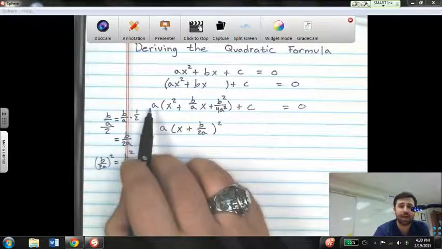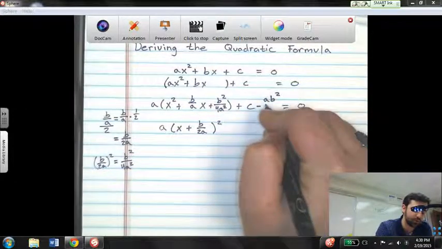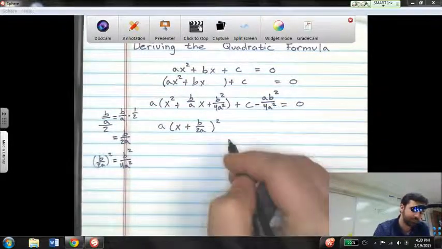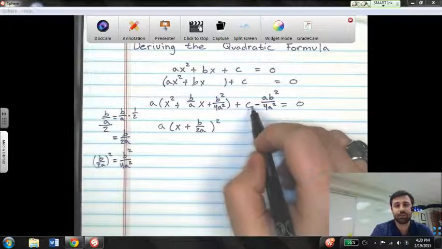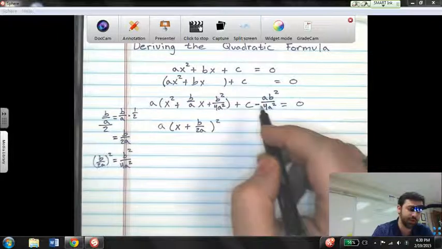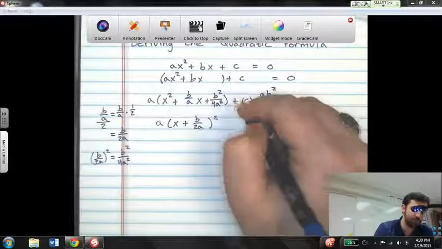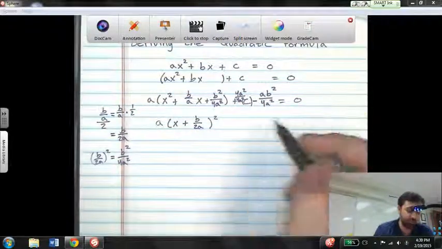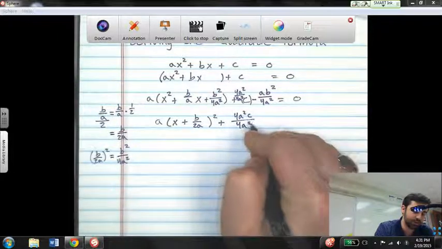However, this a coefficient means that I have to multiply this term by a, making it a times b squared divided by 4a squared. In order to simplify this, I have essentially a number, c, and then subtracted by a fraction. So what I need to do is get this c expressed as a fraction with the denominator 4a squared. To do that, I'm going to multiply c by 4a squared over 4a squared, which simplifies to 4a squared c divided by 4a squared.